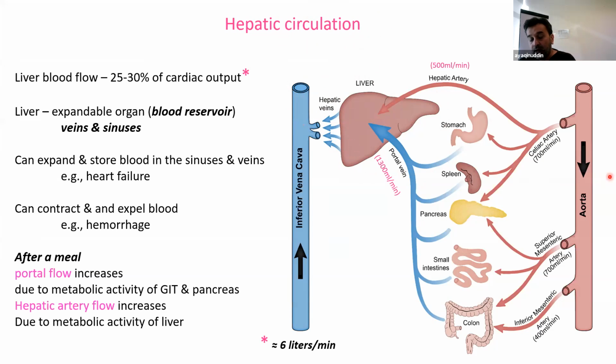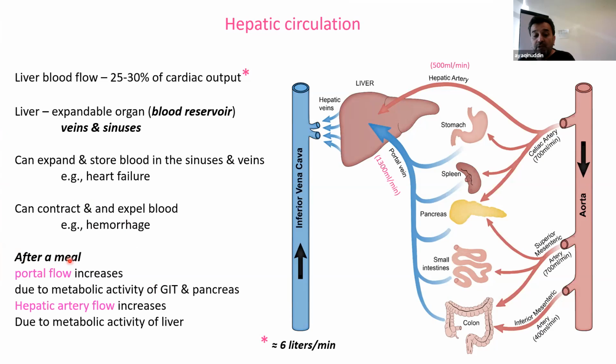So heart failure can present with a congestive type of hepatomegaly. If you have hemorrhage, the blood can move from these organs where it is basically pooled, and the liver can contract and expel the blood out because there's a hemorrhage going on.